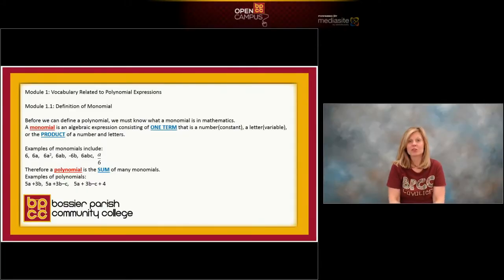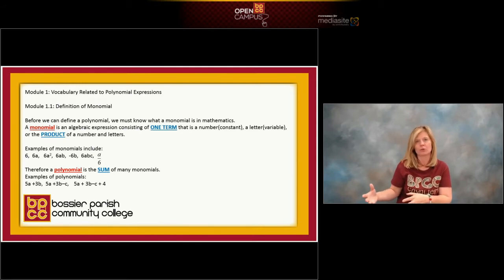Hello everybody, this is Module 1, and we are going to start our topic of algebra in 099 with vocabulary related to polynomial expressions. Now, most people think vocabulary is not important in mathematics, but that is so untrue. Many of the problems we have in doing algebra is we don't even understand the vocabulary words. Therefore, we don't understand the directions.